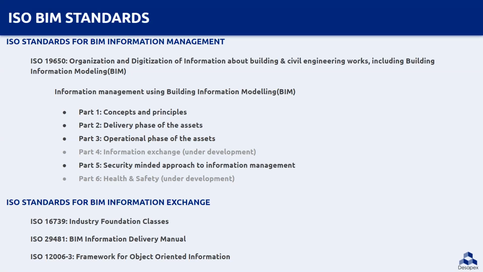The ISO 19650 series and information management standard was developed on the basis of the tried and tested British standard BS 1192 and publicly available specification PAS 1192 Part 2, which had proven results showing an increase in productivity. This allowed us to smoothly transition into ISO standards and incorporate the new processes into our project delivery.